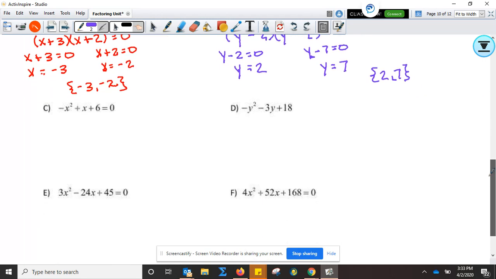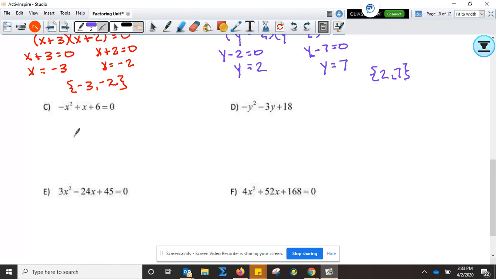All right. Moving on down to C. This one now has a negative in front of it. So what I'm going to do is GCF a negative 1 out because I want my leading coefficient to be positive. X squared minus x minus 6 equals 0.